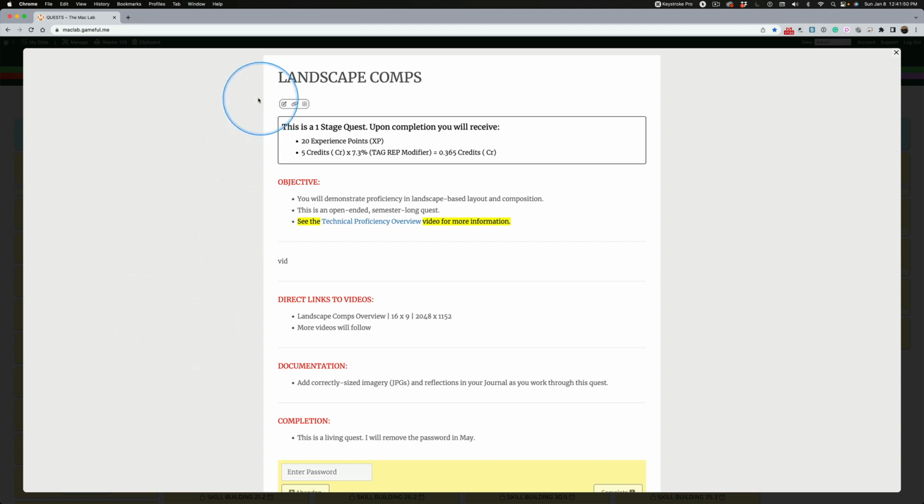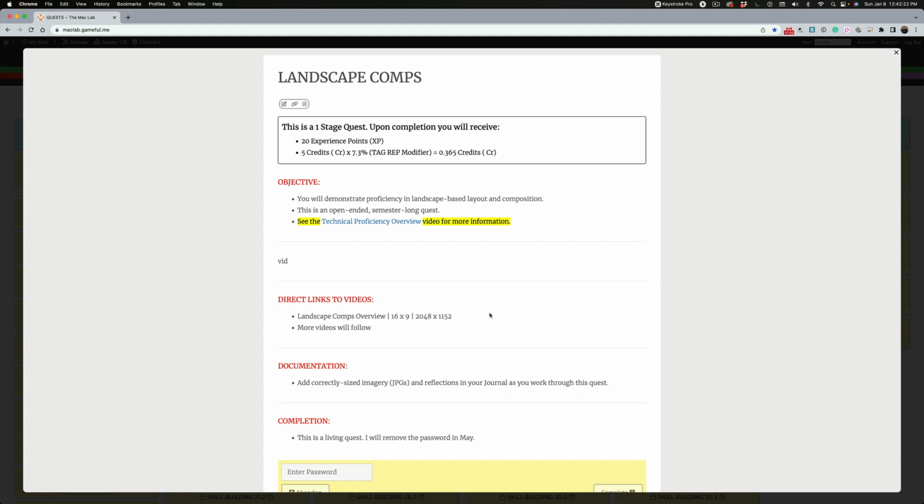This and the next two quests, the portrait comps and square comps, all are going to revolve around very specific aspect ratios and document sizes. For landscape, landscape simply means it's wider than it is tall. And in this case, we are going to work specifically at 2048 by 1152.